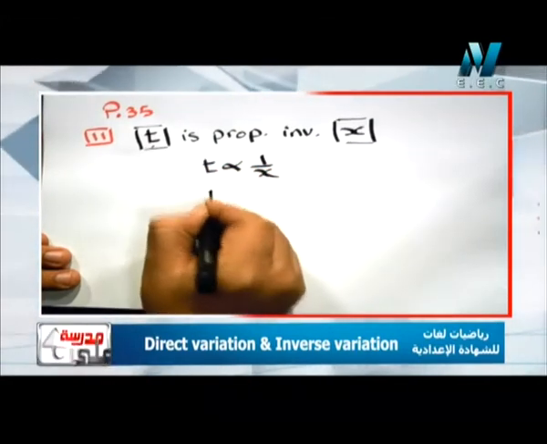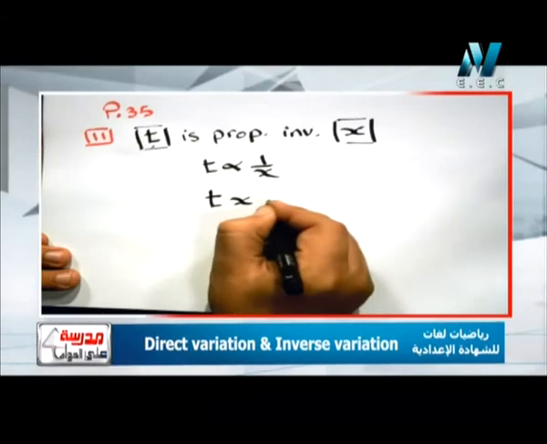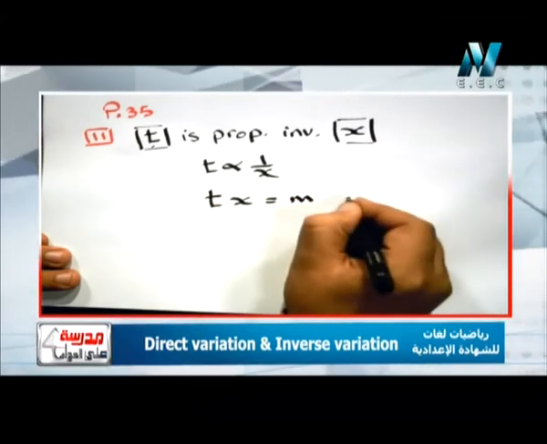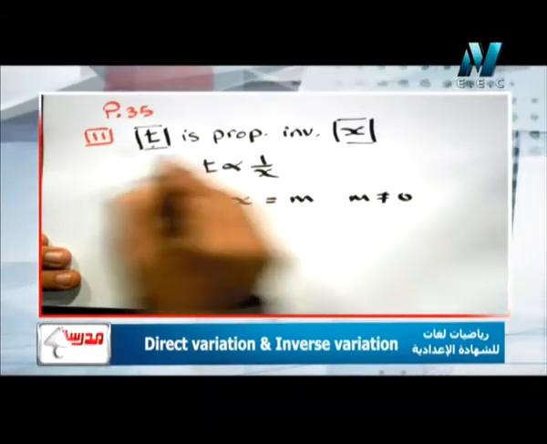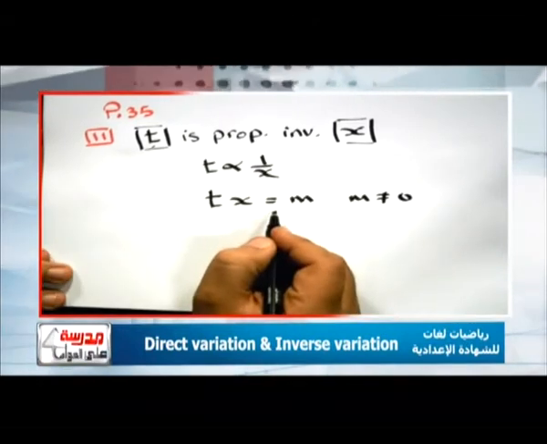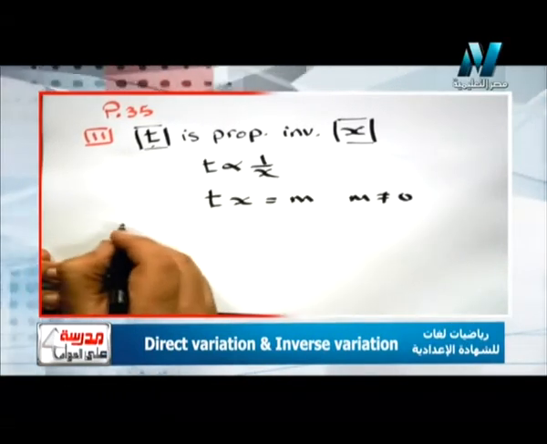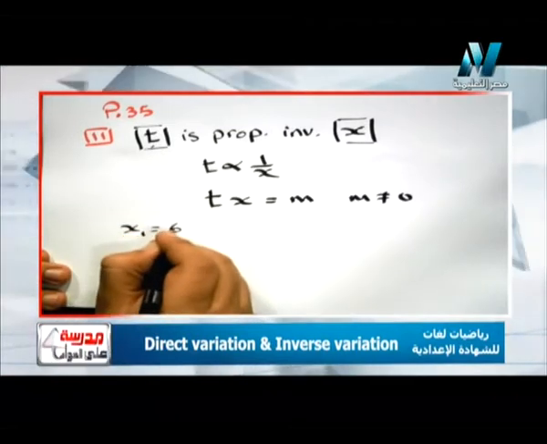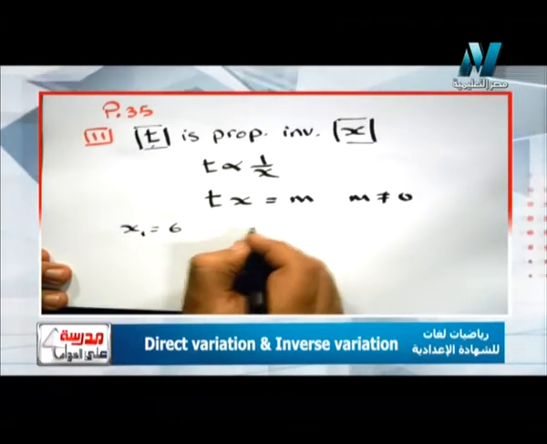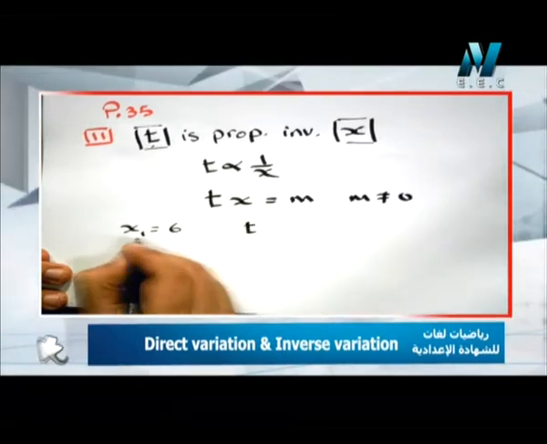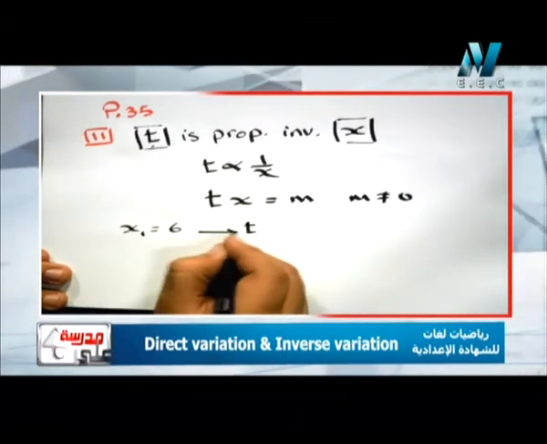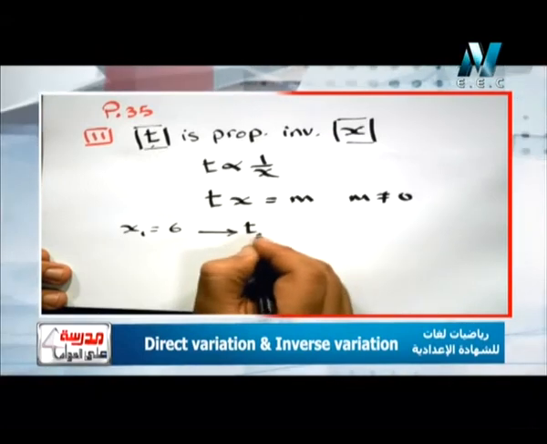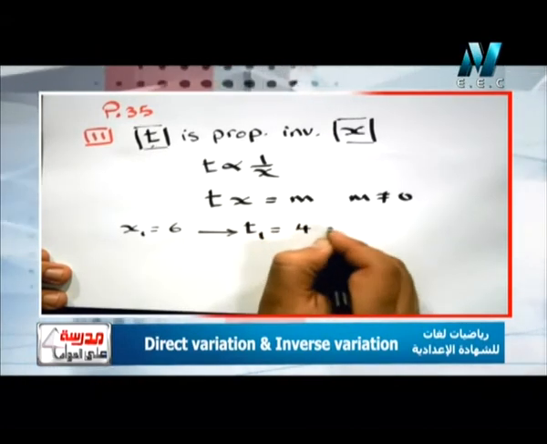Or I can say which means that T times x equals constant m, m doesn't equal 0. See this line, what could I get from it? What does it say? Let's write the given. If 6 workers, meaning x1 equals 6, fulfill the work in 4 hours. So with 6 workers fulfilling all the work, their T1 is 4 hours.